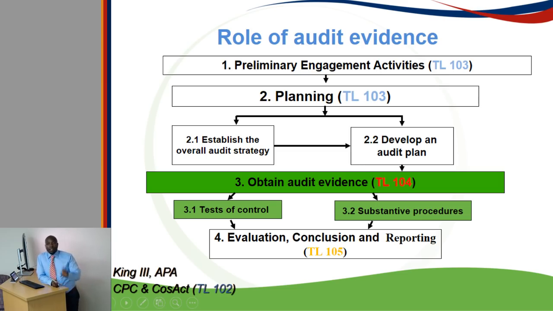Basically, it's saying that if you look at the green portion, obtain audit evidence, TAT 104 focuses on test of controls and substantive procedures. And obviously, the audit evidence that you obtain, you can evaluate it and use it to conclude on the audit that you've performed, as in your audit opinion.